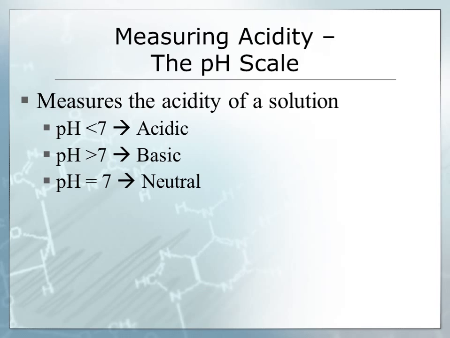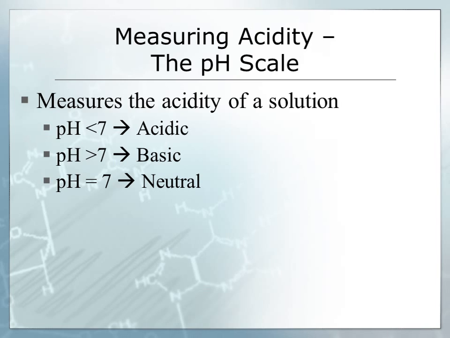Essentially, the pH scale runs from 0 to 14, with 7 being exactly in the middle. That represents a neutral compound, meaning your hydrogen ions, your protons, are balanced exactly with the hydroxide ions, if we're talking the Arrhenius theory.